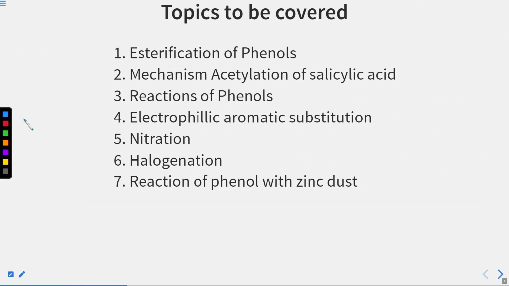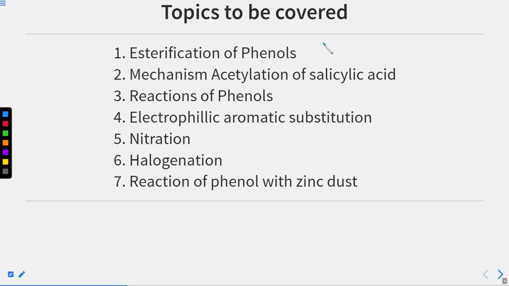So here are the topics of today's lecture. We have seen that simple alcohols react with acid anhydride, acid chloride or carboxylic acid to give the corresponding ester. The conditions can be different. For acid chloride, we use pyridine, that is a base catalyzed reaction. But for the other two, acid anhydride and carboxylic acid, we use acidic conditions.